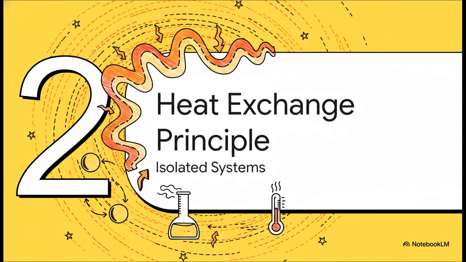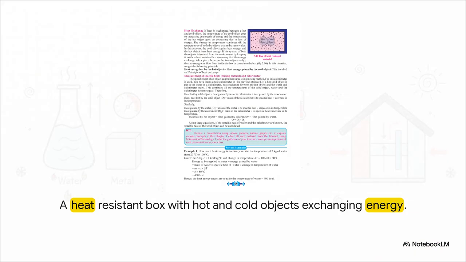Section 2. The principle of heat exchange. If heat is exchanged between a hot object and a cold object, what exactly happens? Obviously, the cold object gains energy and its temperature rises, while the hot object loses energy and its temperature falls. This beautifully illustrates what happens in an isolated system. Imagine a heat-resistant box. This system is completely isolated from the outside environment. This means no heat energy can flow in from the outside and absolutely no heat can escape from the inside. The exchange of energy is strictly taking place only between the hot object and the cold object inside this box.